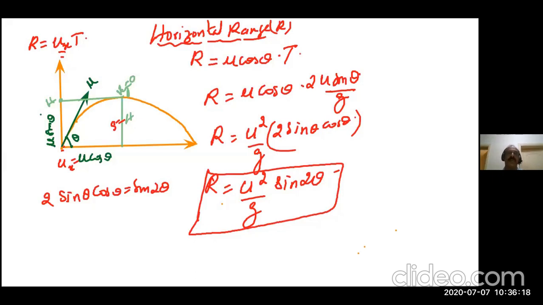Those who don't know this formula, you have to learn it by heart, because in many places we use this formula. Yes, sir, in math we studied. Everything you study in math, we apply in physics. There is no specific application in math. If you're good at math, you will enjoy physics. R is equal to u squared by g sin 2 theta.